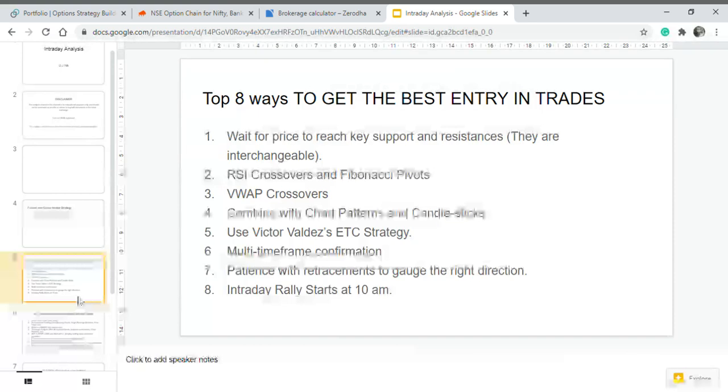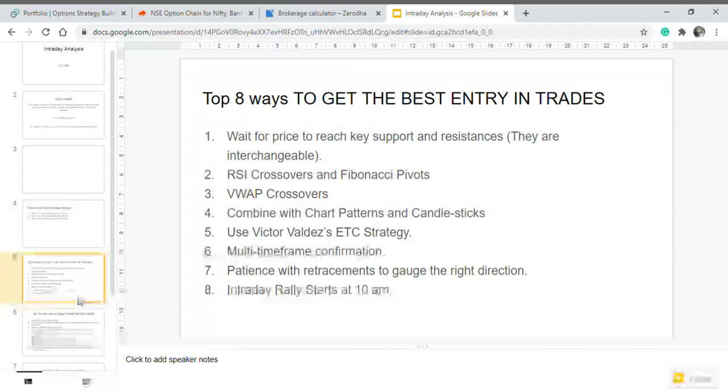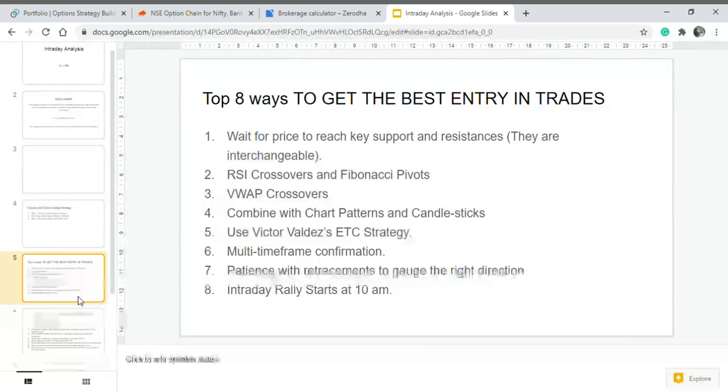VWAP has always been a great entry region. Any candle that closes above the VWAP region, you can be sure that it is following a pattern. So VWAP crossovers are also a good entry for intraday trading.